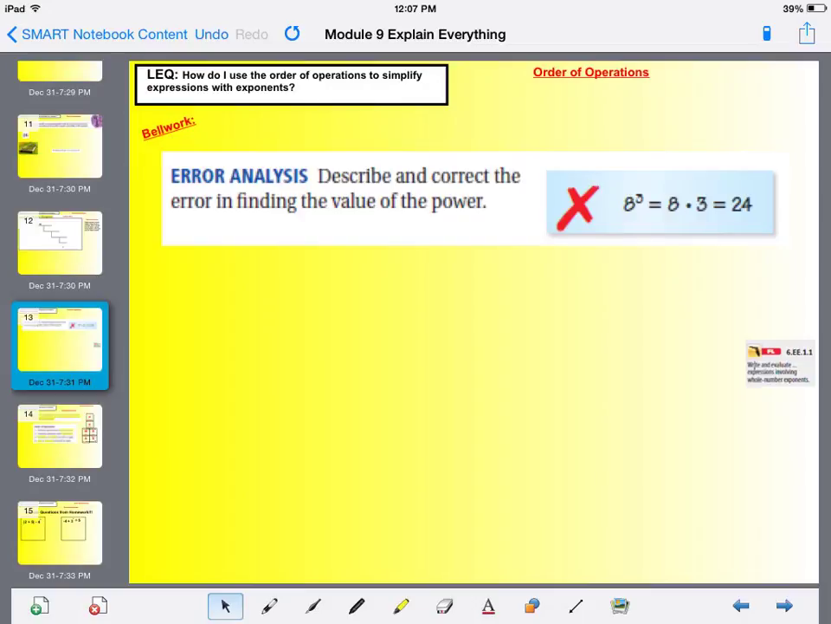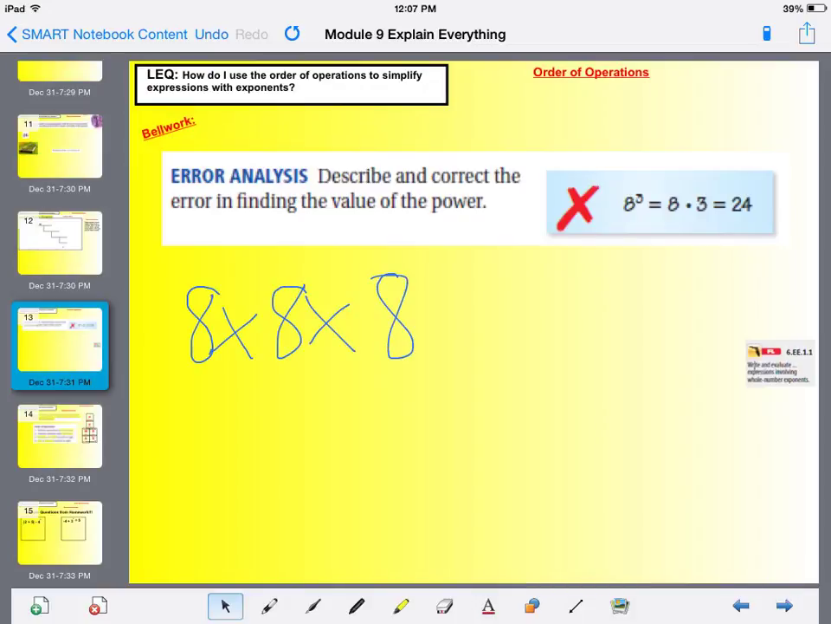We discussed the importance of analyzing errors in class, and in this example we had someone that made the error of stating that 8 cubed, or 8 to the third power, was equal to 8 times 3. And you guys identified the error by stating the base number cannot be multiplied by the exponent. That's not going to get you to the correct answer. So you guys correctly stated that we would have to take the base number and multiply that 3 times.